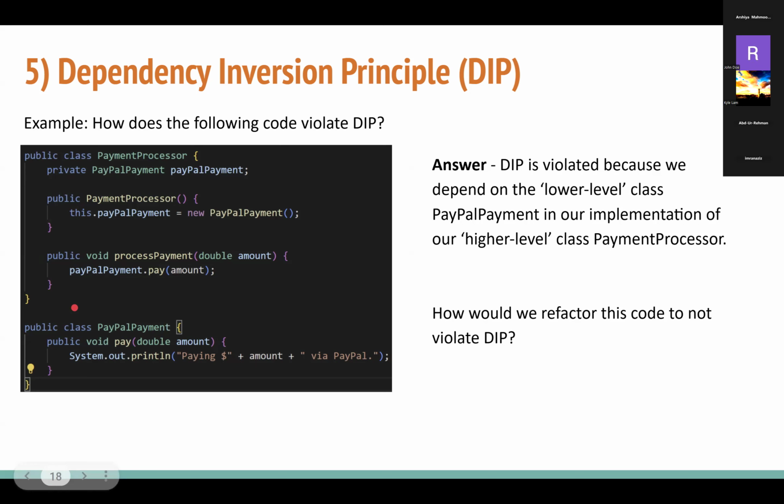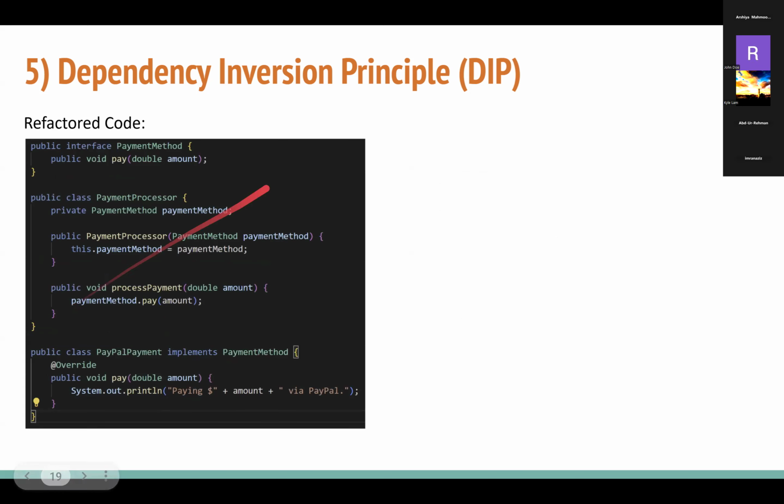And so that's why when you refactor this code, what you could do is create a public interface called PaymentMethod, which has that pay method that was defined in PayPalPayment. Then you'd have PayPalPayment implement PaymentMethod, so it would need to implement the pay method. And then in PaymentProcessor, you'll have a field for PaymentMethod instead of a field for PayPalPayment, and you'd call paymentMethod.pay.